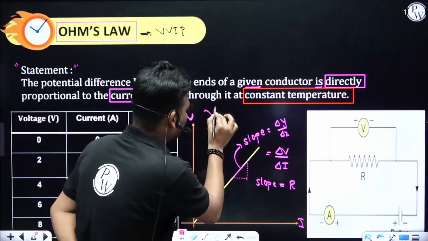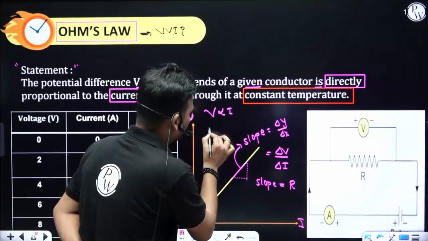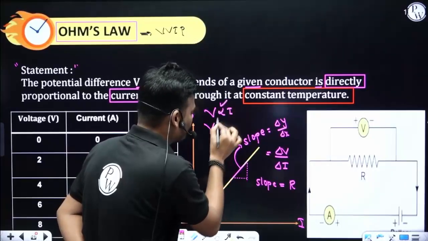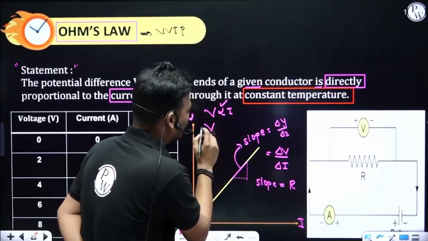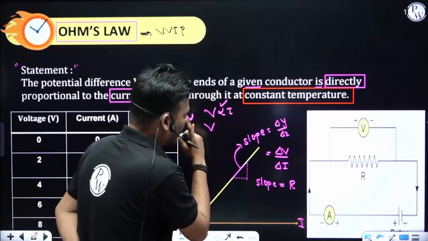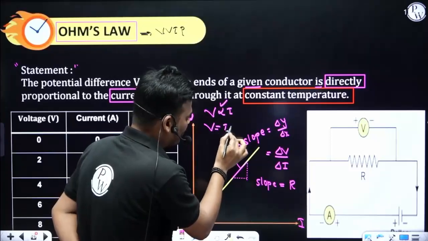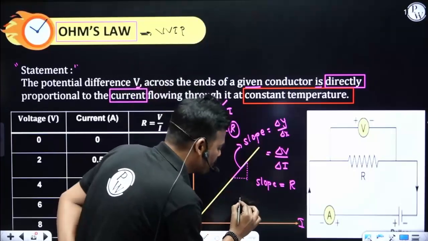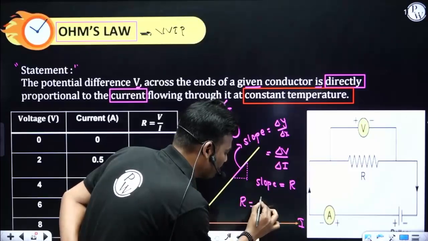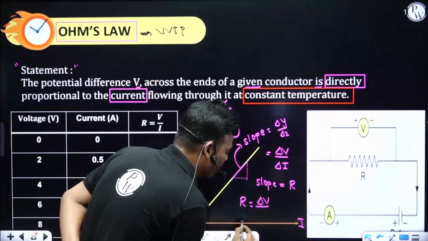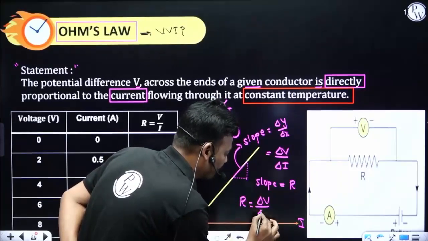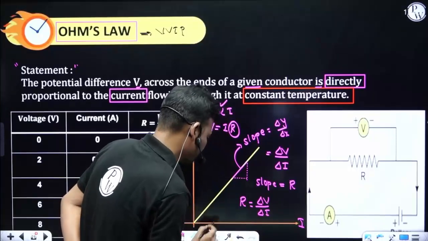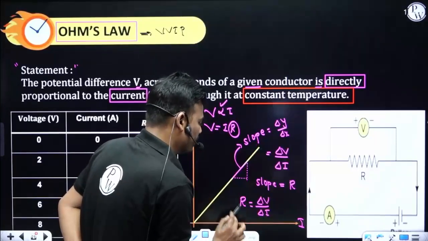V is directly proportional to I. Therefore, after eliminating the proportionality, we can write V equals I into R. So this we will be getting by the slope. Finally, R is equal to change in potential difference divided by current.